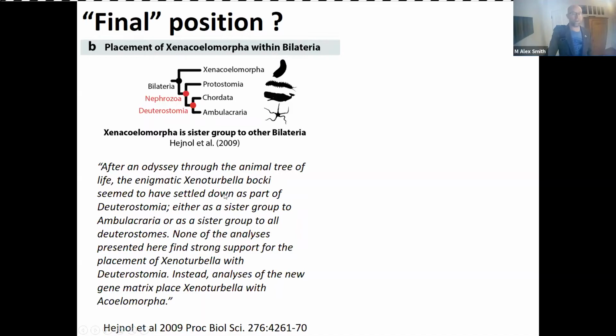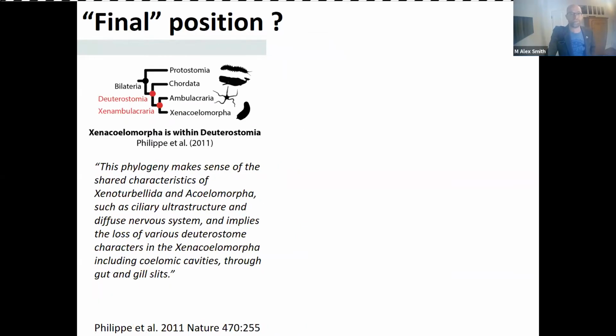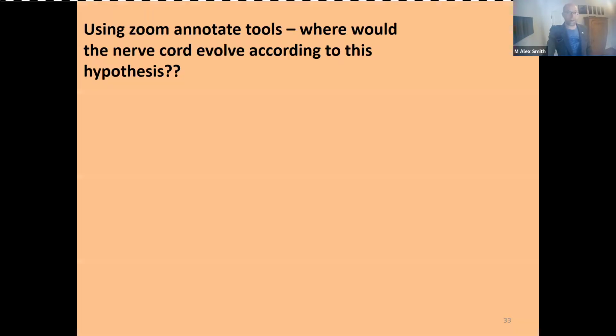So, and there's some waxing lyrical terms that Haynal and all have used to describe the odyssey through the tree of life. Or there's Philippe and others, as of Nature in 2003, I suppose, with the 3 genes that came up with the hypothesis that Xenocelamorphs are actually deuterostomes. So I'm going to ask you to use your Zoom annotate tools here in a second.